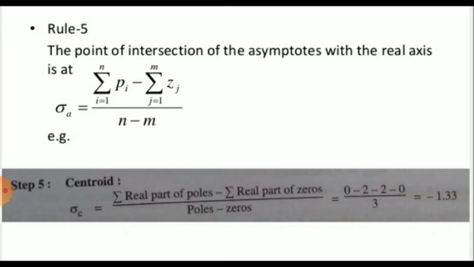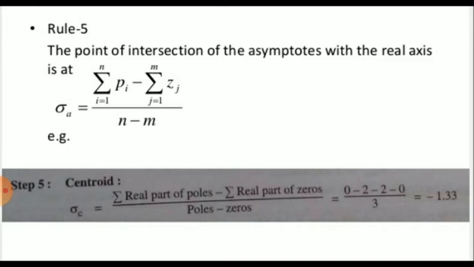So the coordinates of the centroid can be calculated as sigma equal to summation of real parts of poles of G(s)H(s) minus summation of real parts of zeros of G(s)H(s) upon n minus m, or the number of poles minus the number of zeros. So the centroid is always real. It may be located on the negative or positive axis. It may or may not be a part of the root locus. Remember that.